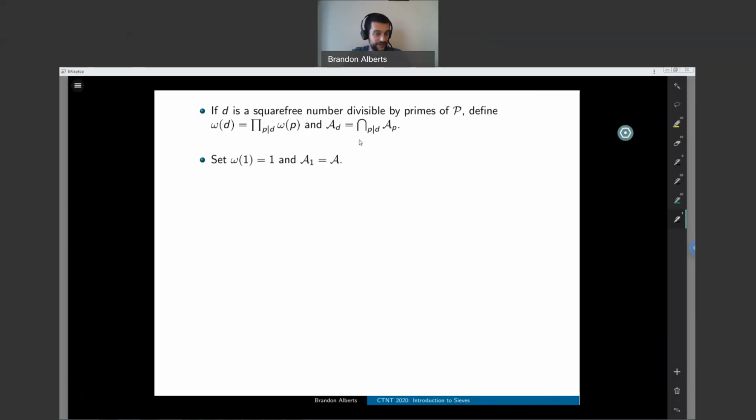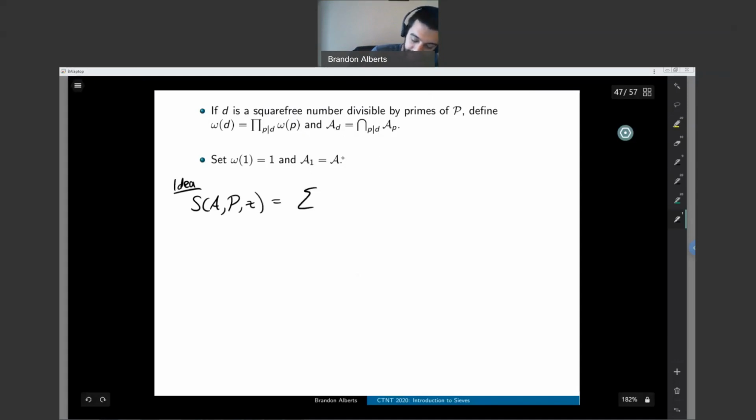So we're going to define A sub d as the collection of all integers that are bad in multiple different ways, depending on which primes are dividing d. And for convenience, we'll just say A sub 1 is A, that's everything. So the idea is that the integers that are left over can be counted by this sum.